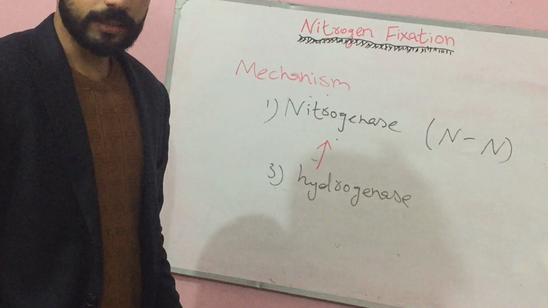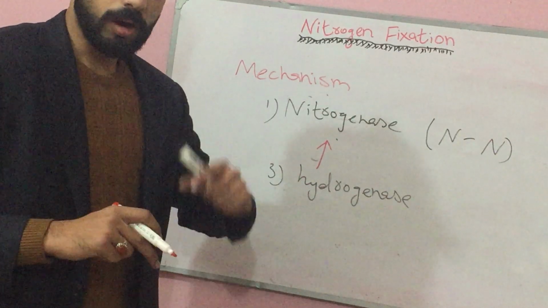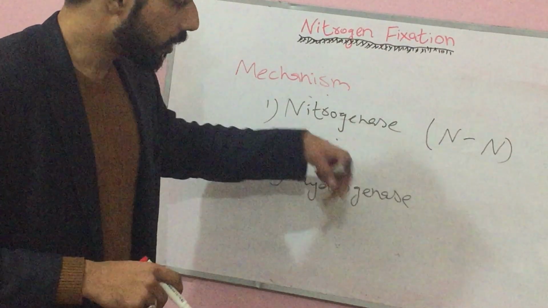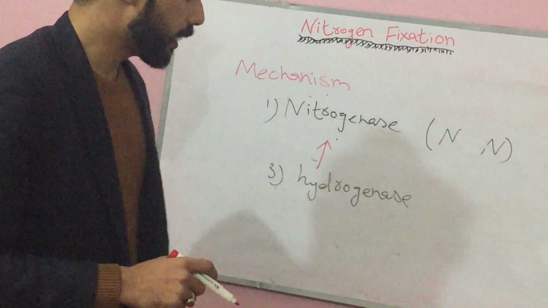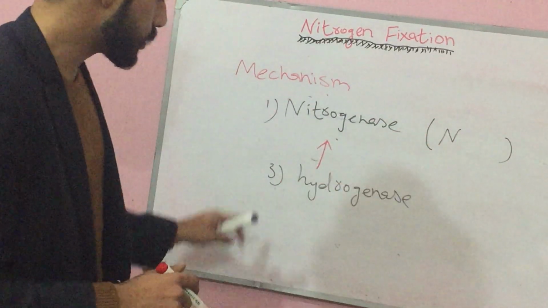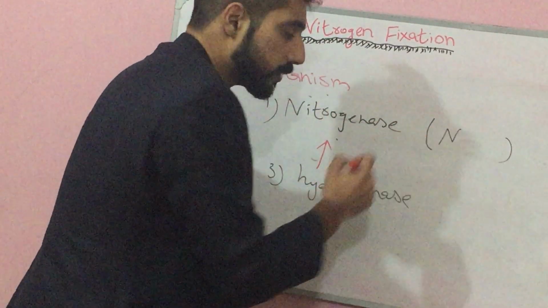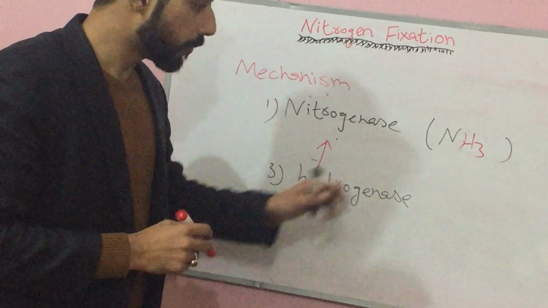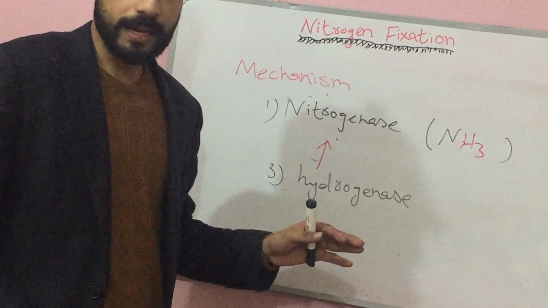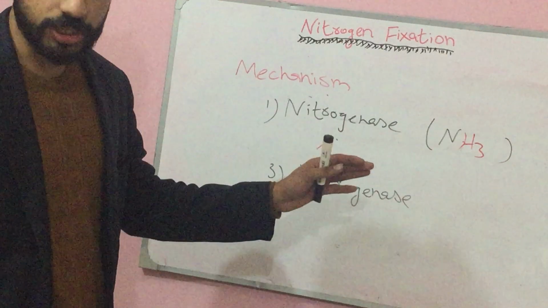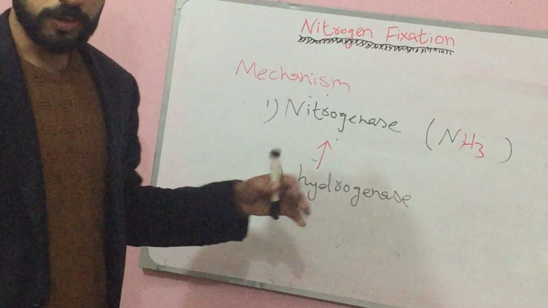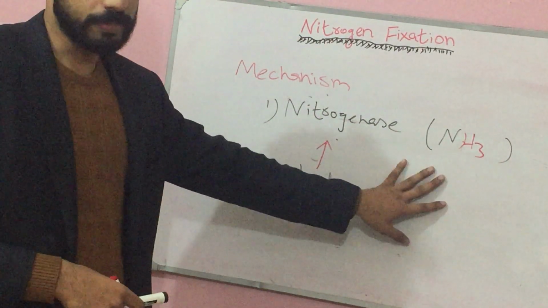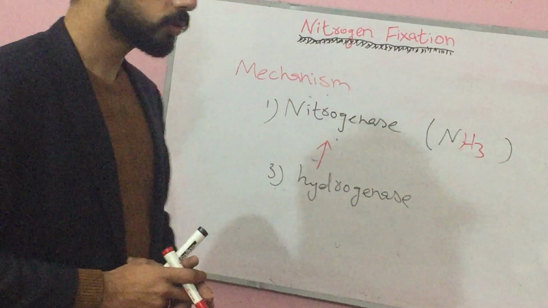Finally it reacts again with the nitrogenase, and it also breaks this single bond. The hydrogen binds to the nitrogen, so it makes ammonia. It forms NH3. So this is the mechanism behind nitrogen fixation. The nitrogen molecule breaks and binds to hydrogen, so NH3 is made. This is all about nitrogen fixation.